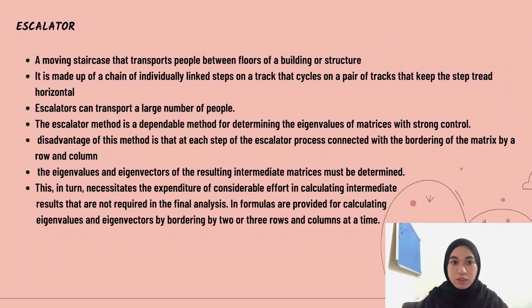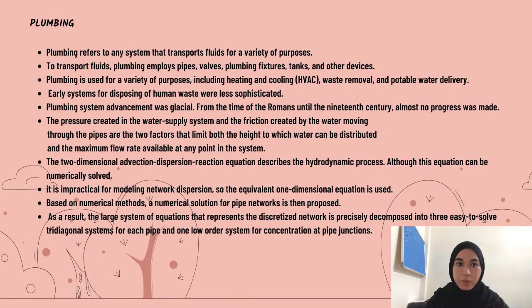Disadvantage of this method is that each step of escalator process connect with the bordering of a matrix by a row and column. The eigenvalue and eigenvector of the resulting intermediate matrix must be determined. This in turn the expenditure of considerable efforts in calculating intermediate results that are not required in the final analysis. In a formula are provided for calculating eigenvalue and eigenvector by bordering by 2 or 3 row column at a time.